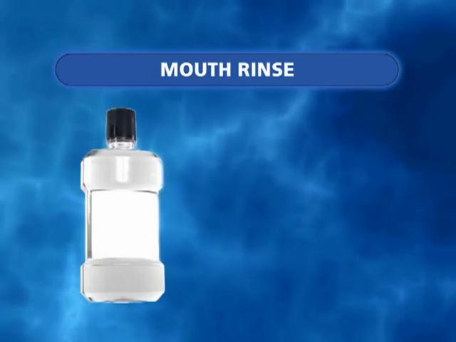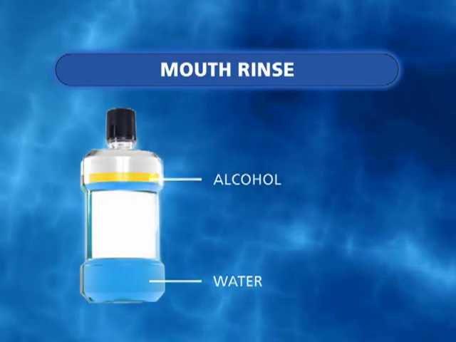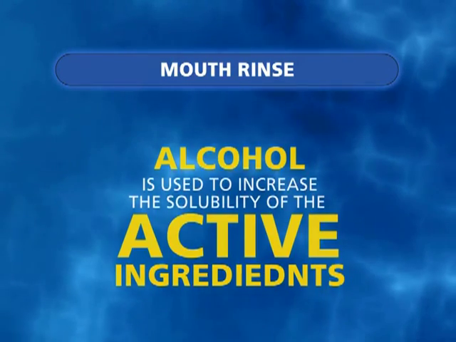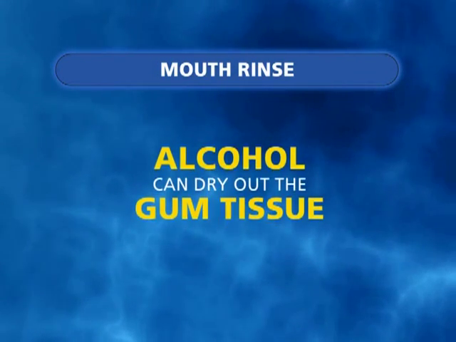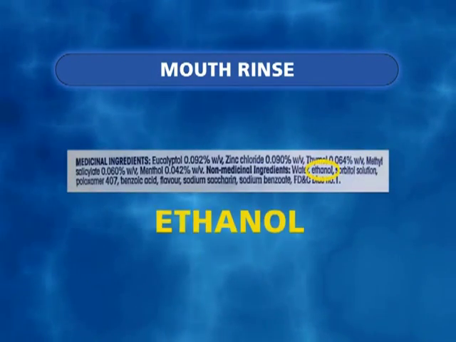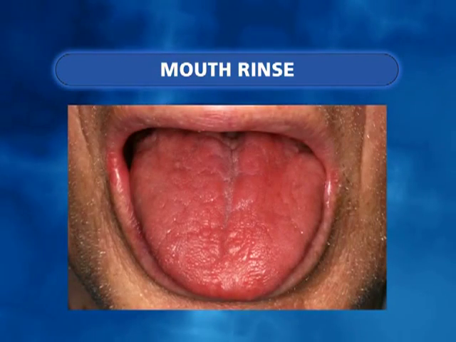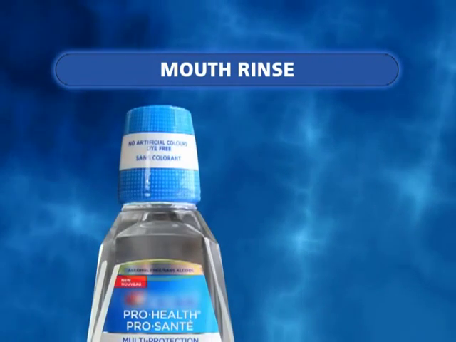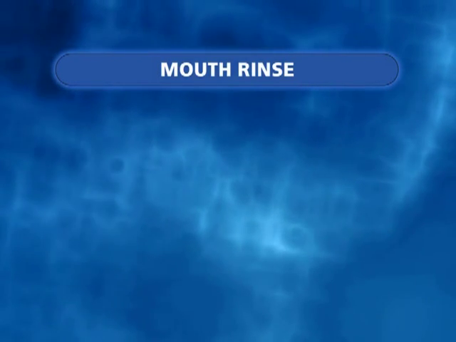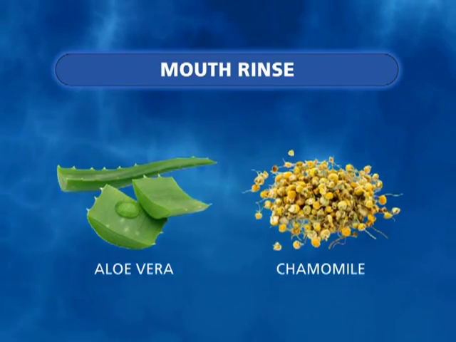Commercial mouth rinses contain a significant amount of water, but some also contain alcohol. Alcohol is used to increase the solubility of the active ingredients. However, alcohol can dry out the gum tissue. Mouth rinses that contain alcohol should be avoided if the resident has dry mouth or is a recovering alcoholic. Non-alcoholic rinses are available. Natural mouth rinses containing aloe vera or chamomile can help reduce mouth sensitivities.